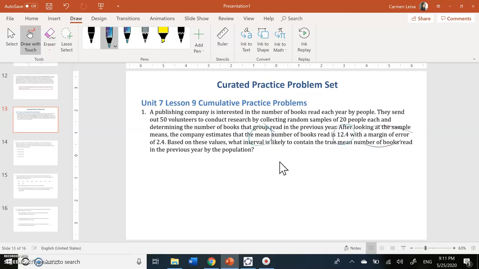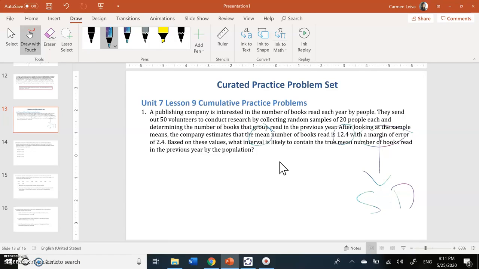Again, pause right here and tell me what is the meaning of margin of error in this problem situation. What's another name for margin of error? That's right. Think of it as the standard deviation.